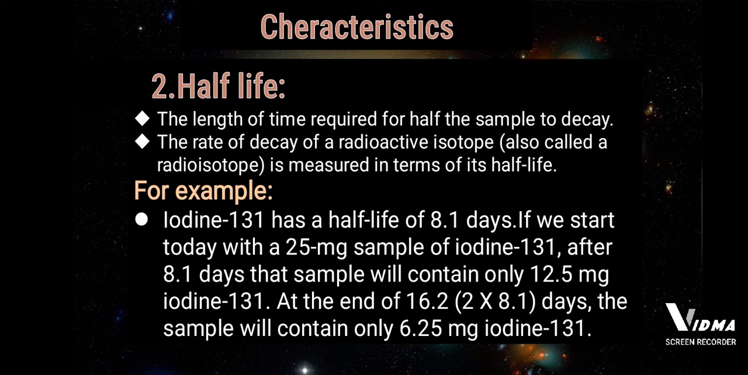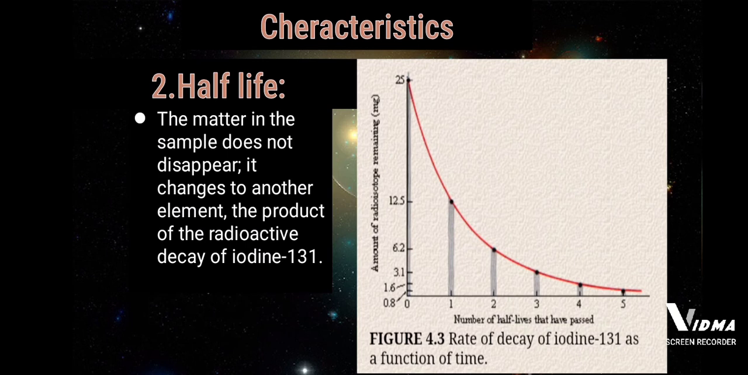If we start today with a 25 milligram sample of iodine-131, after 8.1 days the sample will contain only 12.5 milligrams of iodine-131. At the end of 16.2 days, the sample will contain only 6.25 milligrams of iodine-131, and so on. The matter in the sample doesn't disappear; it changes to another element, the product of the radioactive decay of iodine-131. In the figure, we can see the rate of decay of iodine-131 as a function of time.